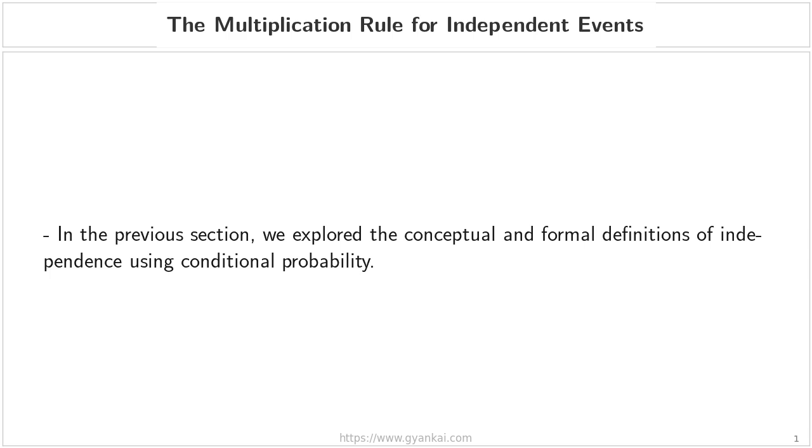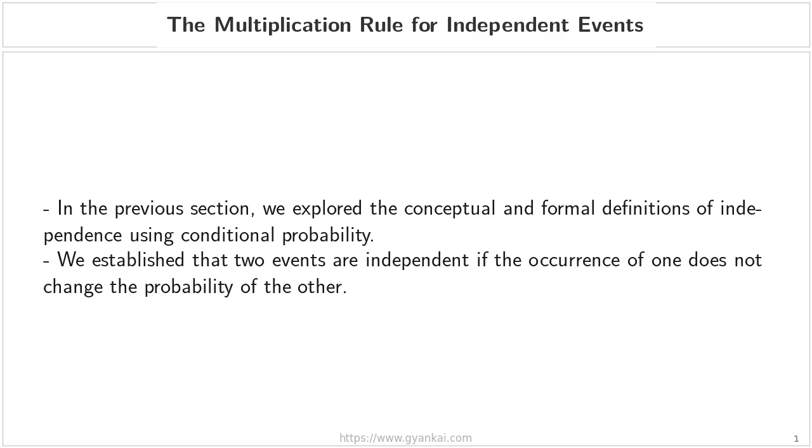Welcome, everyone. Before we dive into today's new topic, let's take a moment to recap what we've already covered. In our previous lesson, we explored the conceptual and formal definitions of independence, specifically looking at how we use conditional probability to understand how events relate to one another. We established a very important fundamental principle, that two events are considered independent if the occurrence of one event has absolutely no effect on the probability of the other event occurring. In other words, the outcome of the first event doesn't change the likelihood of the second.